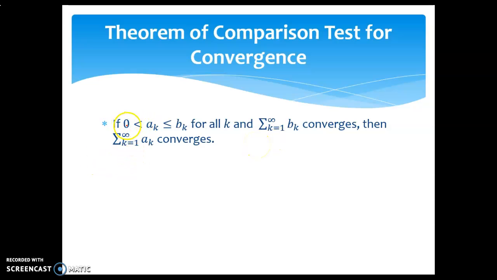Suppose that you have a_k, which is between 0 and b_k for all values of k, and the series the sum of b_k for k equal to 1 up to infinity is a convergent series. Then the other series, the sum of a_k for k equal to 1 up to infinity, must also be convergent.